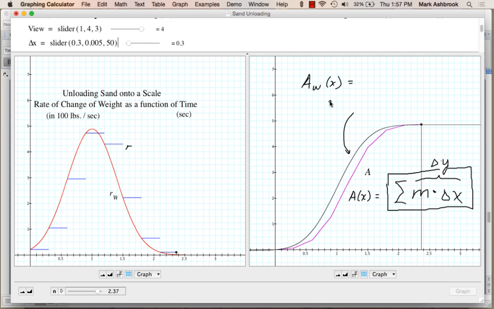So how is it that we, just in general, how is it that we get the exact accumulation function from the approximate accumulation function? Somebody knew.